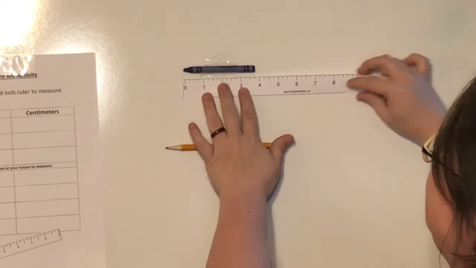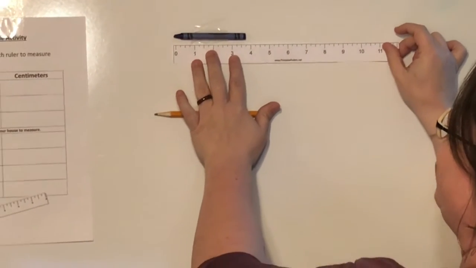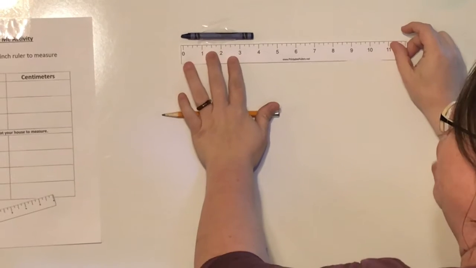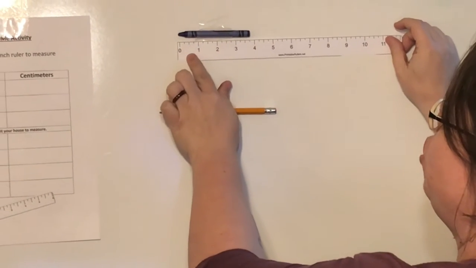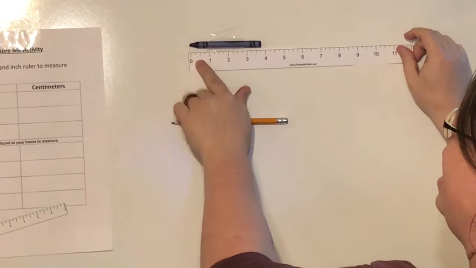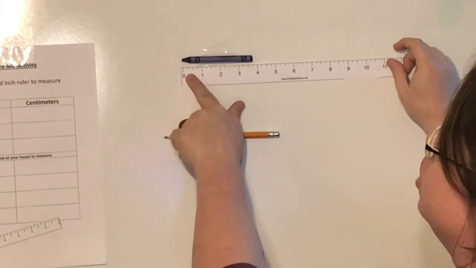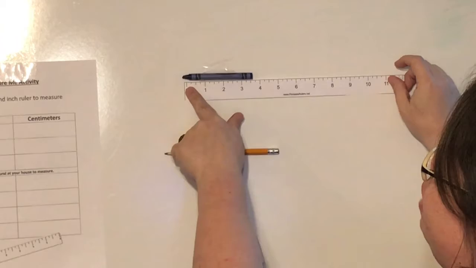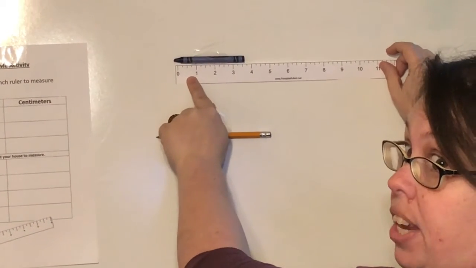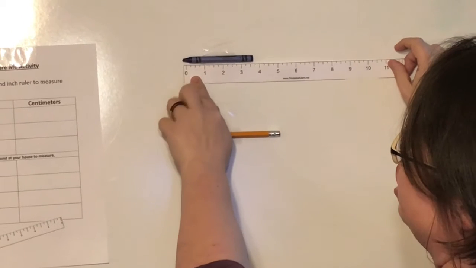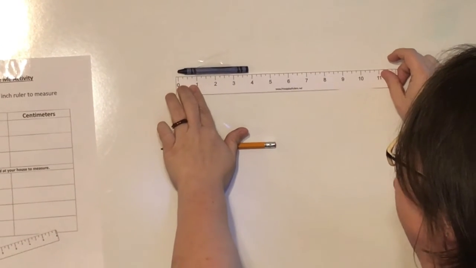All right, so here we have a crayon and we have our ruler up against it. Now, something super important to notice. This ruler has a line and then it has the number 0. Do we start measuring from the end of the line or from the 0? What do you think? Yeah, we're going to have to start it from the 0 or else our measurement is going to be off.